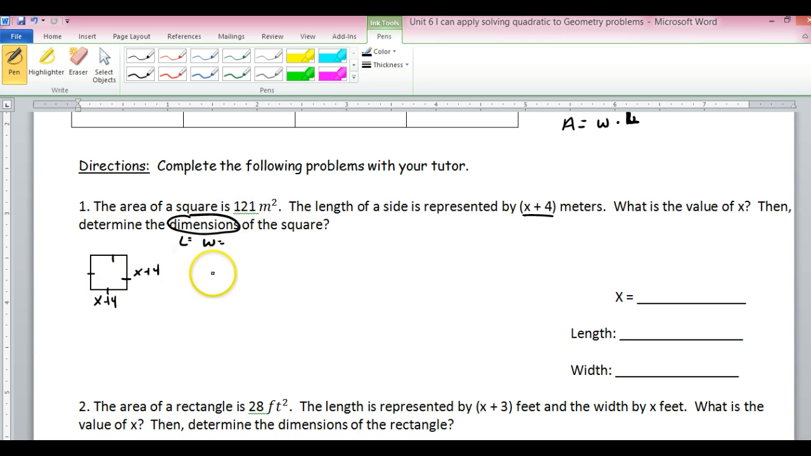So now they tell us the area is 121 meters squared. So what we do is we basically take the area formula: length times width equals the area. What do we know the length is? Well, this here is x plus 4, times, what's the other side? x plus 4. And if we multiply the length and the width, we end up getting 121. Here's the thing. We have to know how to solve this quadratic equation.